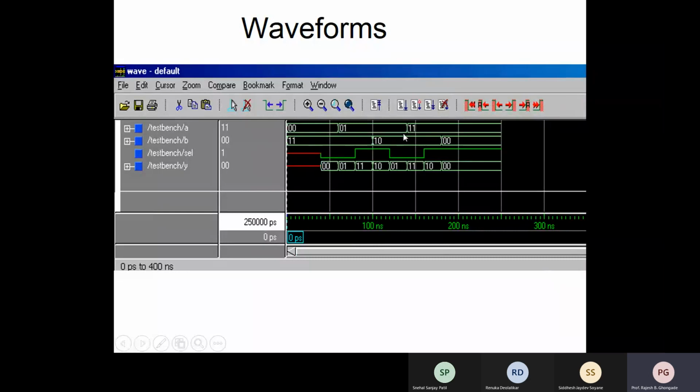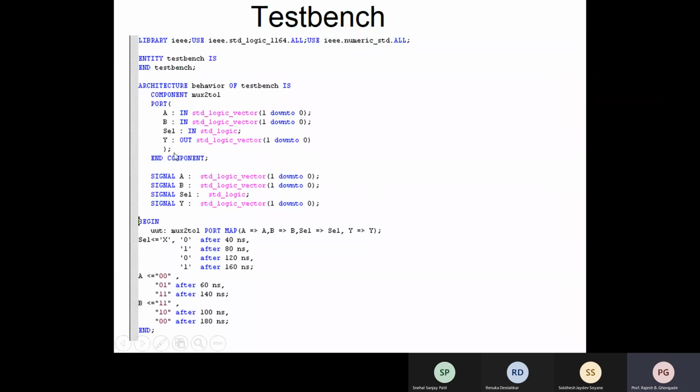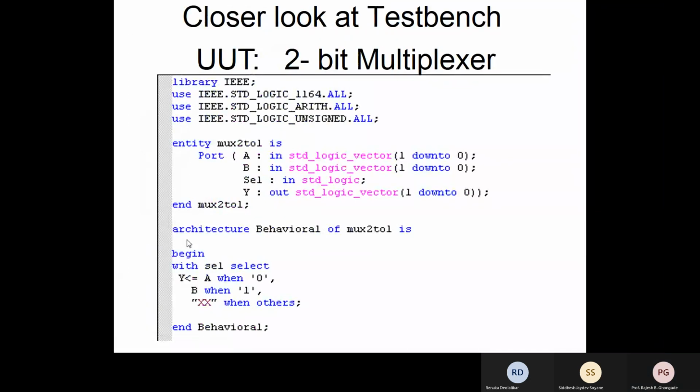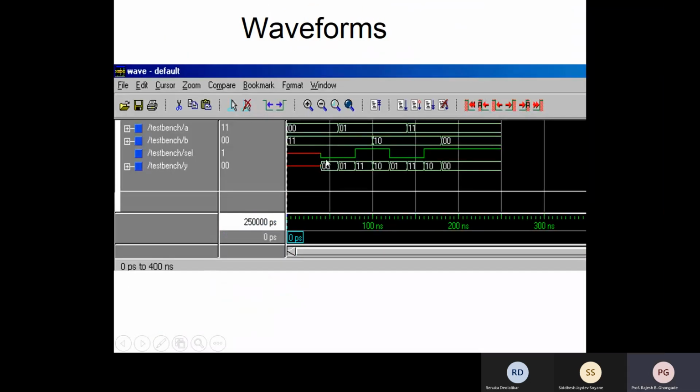And then what I'm doing is I'm assigning some values to A, that is 0, 0, 0, 1, 1, 1 after certain time intervals. Similarly, B also I'm assigning some values like this, and see what is the output. So is it what is expected? Cell is 0, okay, and when cell is 0, what should our multiplexer be doing? When cell is 0, the output will be assigned A. So when cell is 0, output is assigned A, as you can see here.